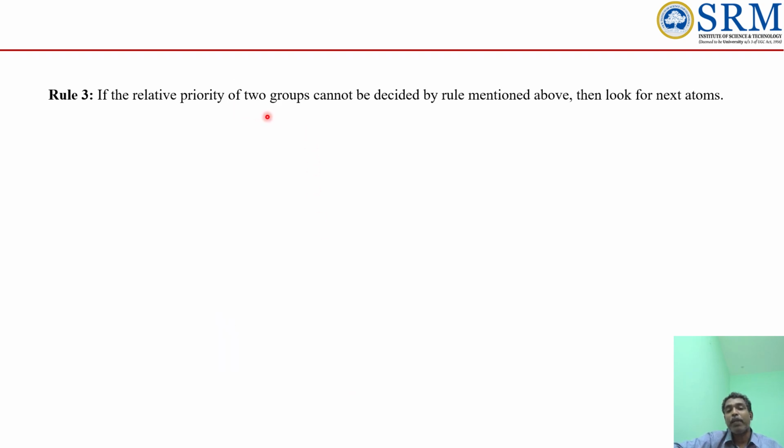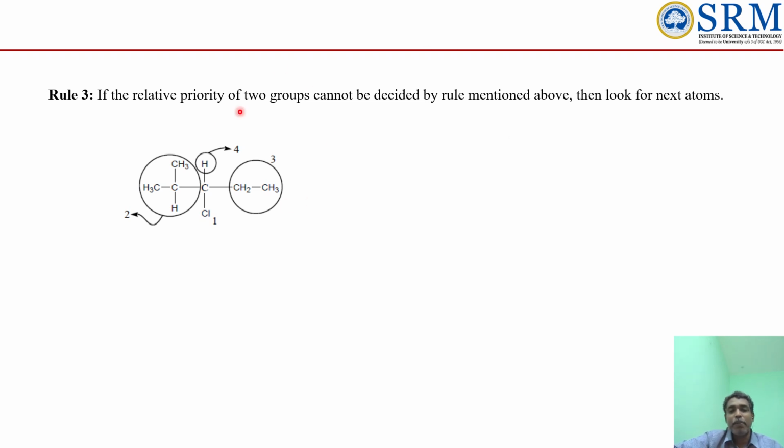So if the relative priority of these two groups cannot be decided, for example, now you are talking about a carbon, so you're talking about the next substitution, and if the atomic weight is higher, you give the priority. So assuming that you have a tie, for example, take this instance, this particular example, you have a carbon. On the left hand side, you have an isopropyl group attached to the chiral carbon.